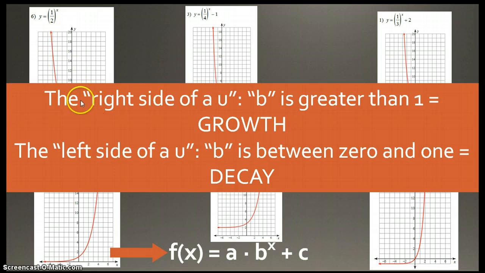If you have the left side of the u, or the b value is between 0 and 1, so typically it's a fraction, but sometimes it's a decimal, then we have a decay. So instead of negative, with exponential, we call these a decay, and that is the left side of the u.